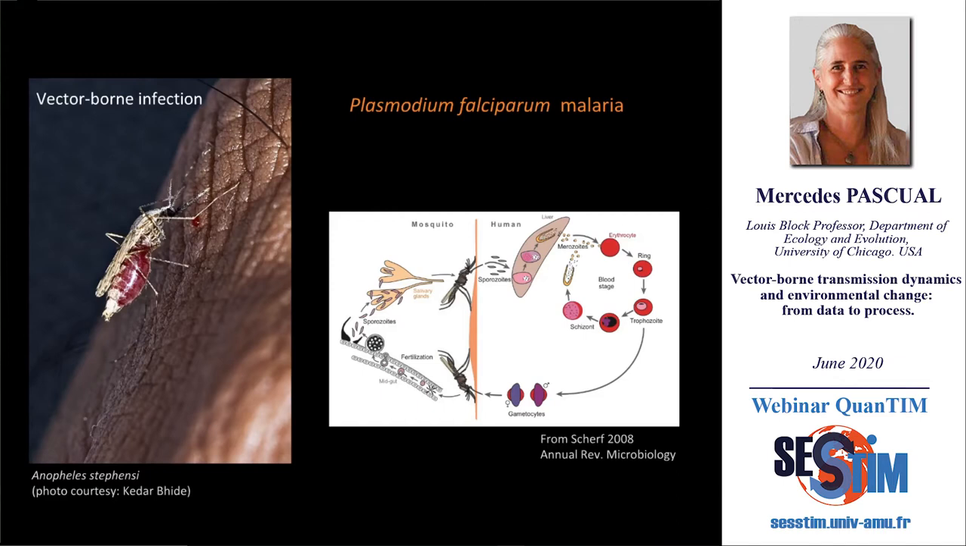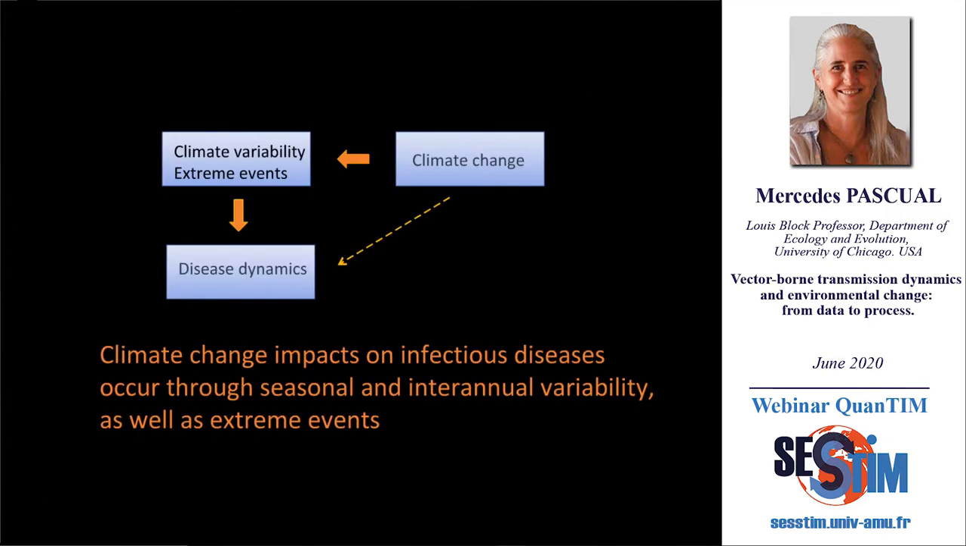a complex life cycle. Now, when we think about the effect of climate change, we think primarily about the effect of long-term trends of averages in terms of space and time. But we need to consider that the impacts of climate change on infectious diseases will occur primarily through seasonal and interannual variability, as well as extreme events. So through the faster scales of variability and not just the trends.